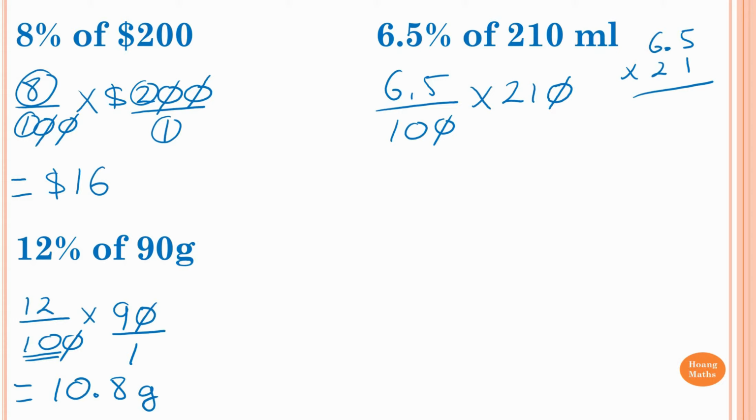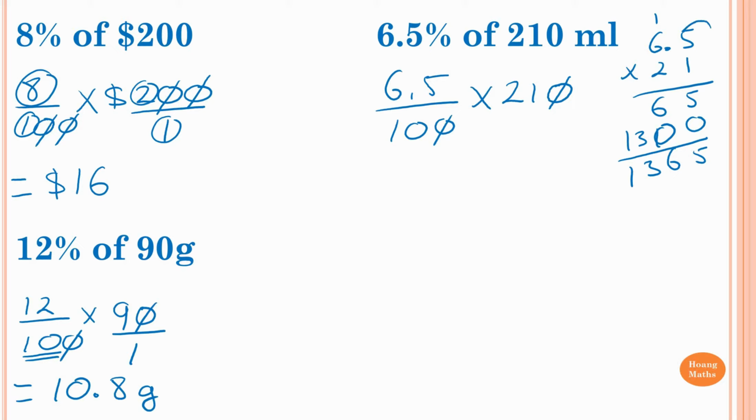So 65 times 21. 1 times 5 is 5. 1 times 6 is 6. We add a 0 here. 2 times 5 is 10. So we just write 0, put 1 on top. 2 times 6 is 12, add 1 is 13. Then we just add them up. So 5, 6, 3, 1.